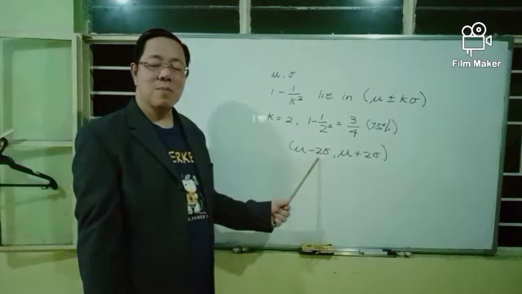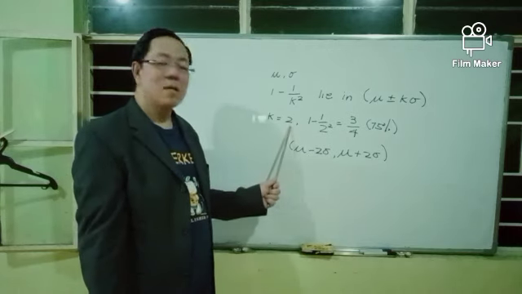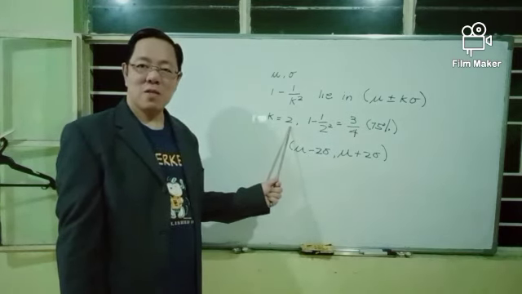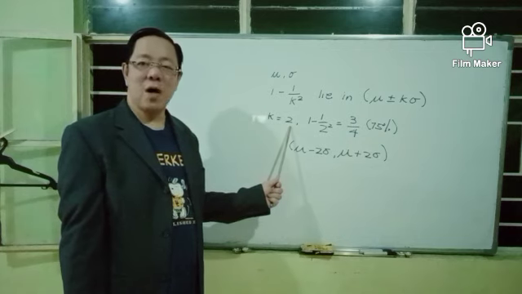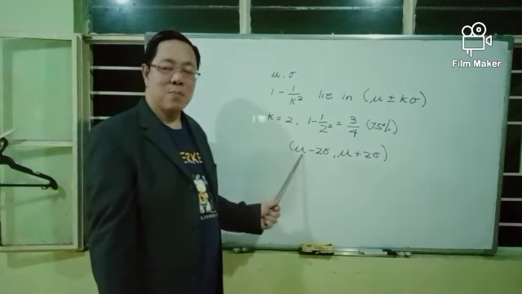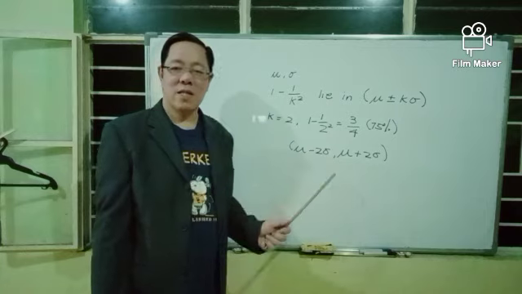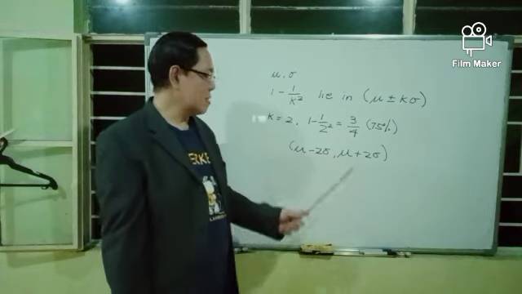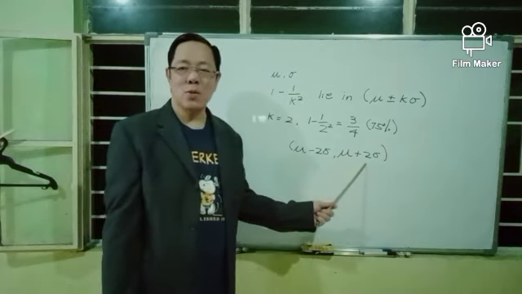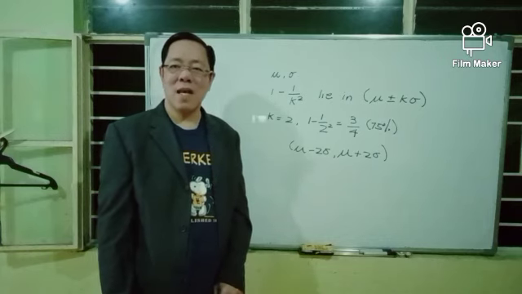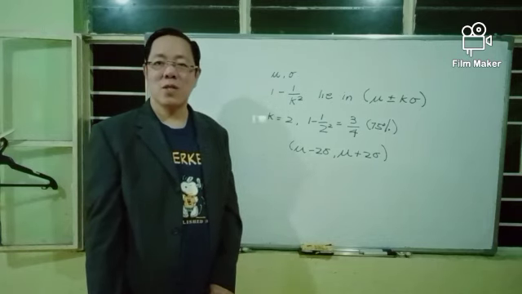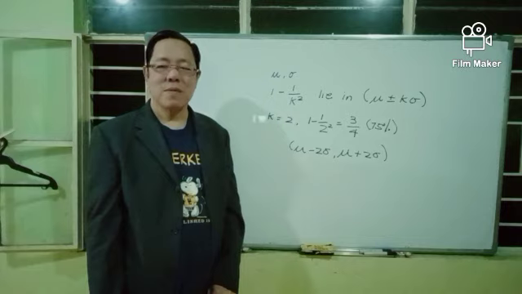Mu minus 2 sigma is a point that is 2 standard deviations to the left of the mean, where the mean mu is located at the center of the distribution of measurements, while the point mu plus 2 sigma is a point that is 2 standard deviations to the right of the mean.